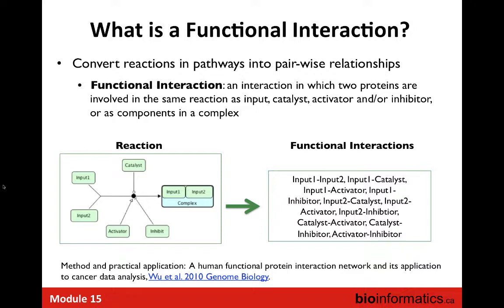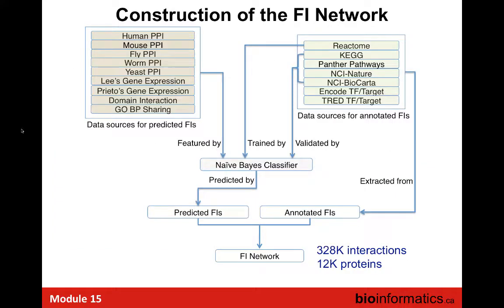The Reactome FI network is a functional interaction network. A functional interaction network is a reliable biological network based on manually curated pathways and extended with verified interactions. So this is just a typical reaction here, and you can break that pathway reaction down to a handful of binary interactions.